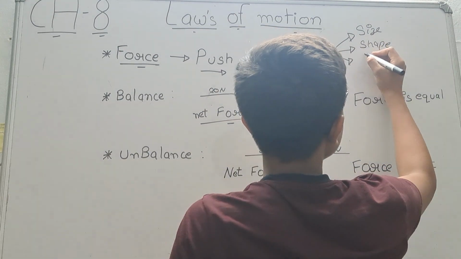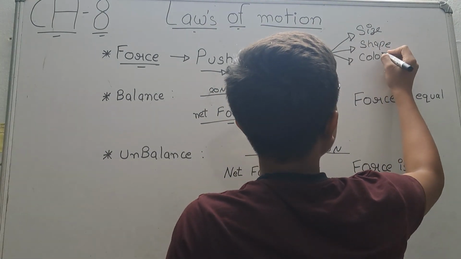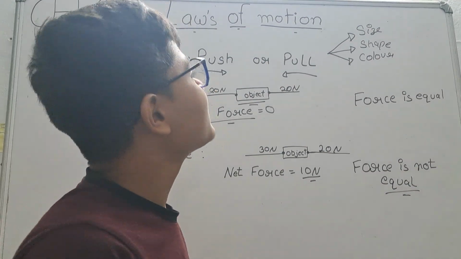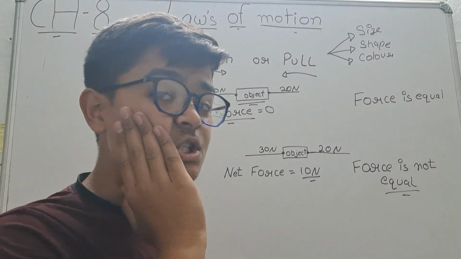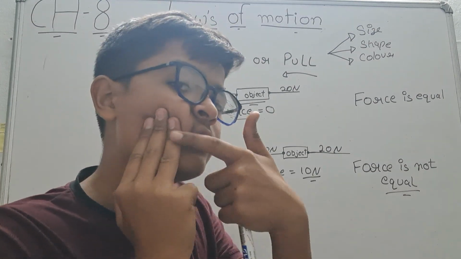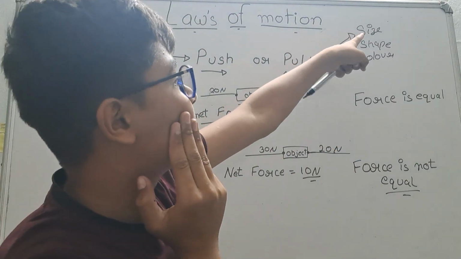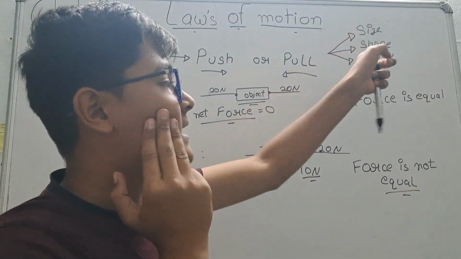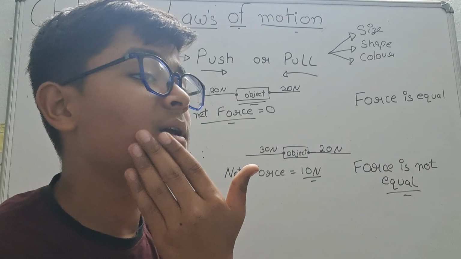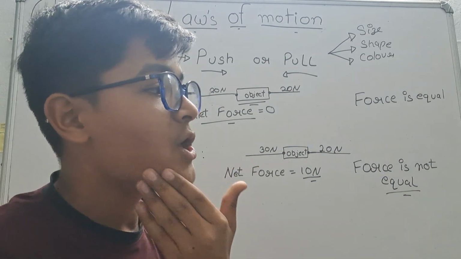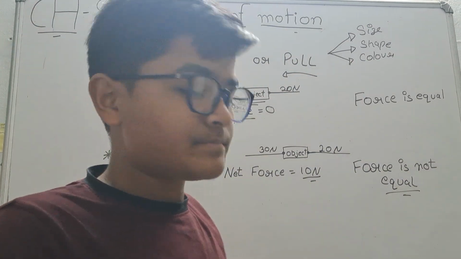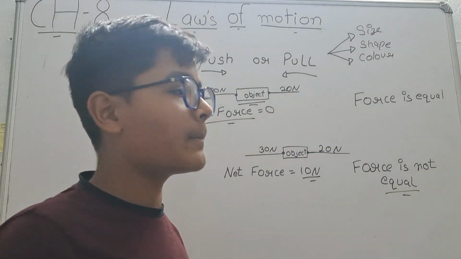Color, size, shape and color. Let's take an example. When you slap someone, the shape of his cheeks becomes flat. You have changed its size and also shape, and when you slap it, the area becomes red. So due to force, you can change size, shape and color, and anything that is a push or pull.